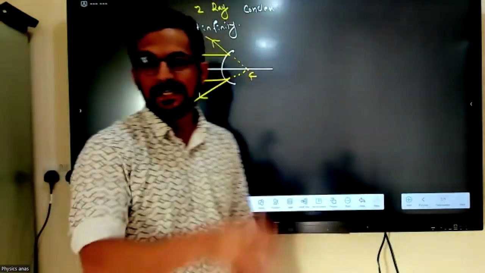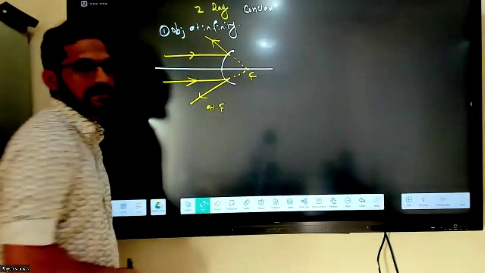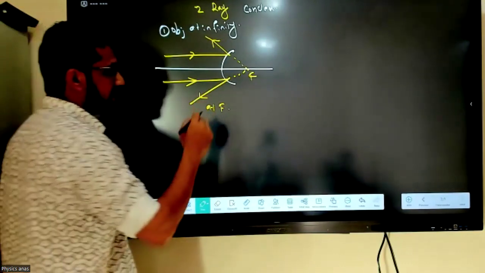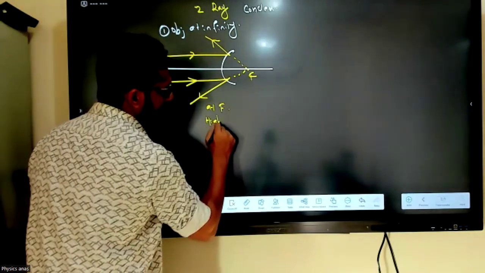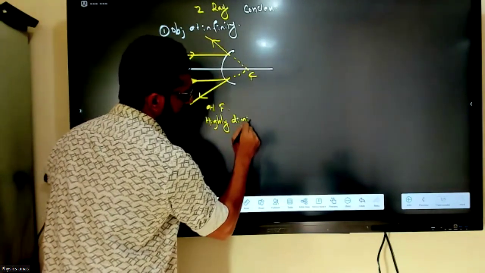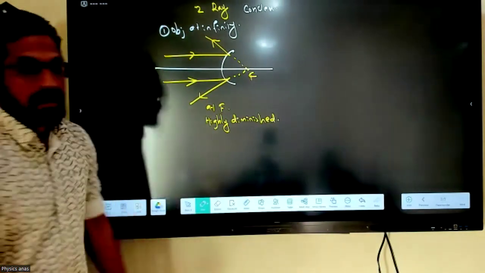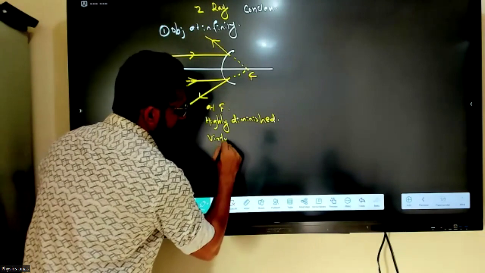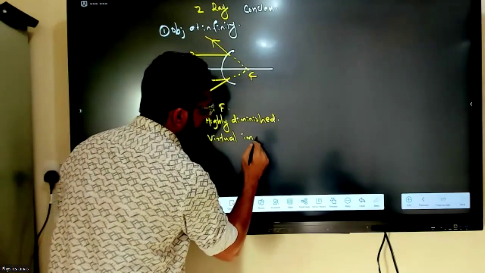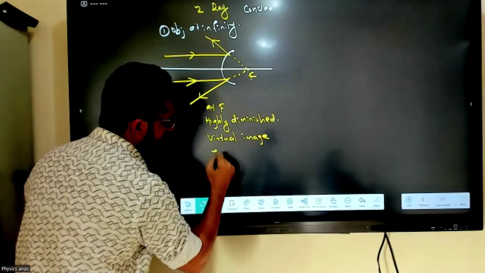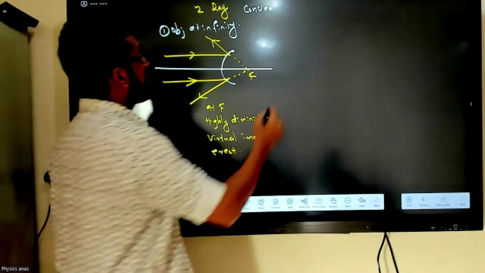So the object is at infinity. Image is at where? At the principal focus. And what is the size? That will be a point size of the image. That is highly diminished. Then that will be virtual, since no light rays are joining together. That's a virtual and erect image. Right? So that's our first one.